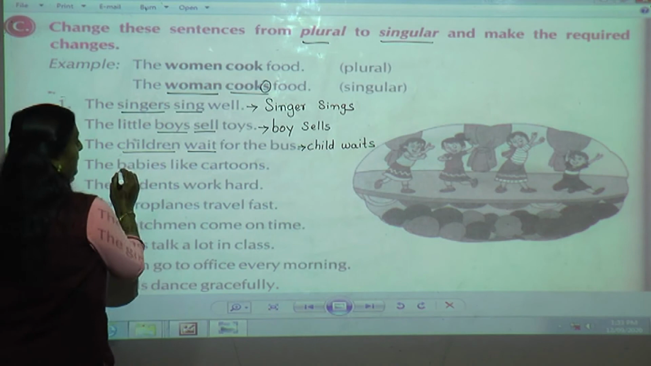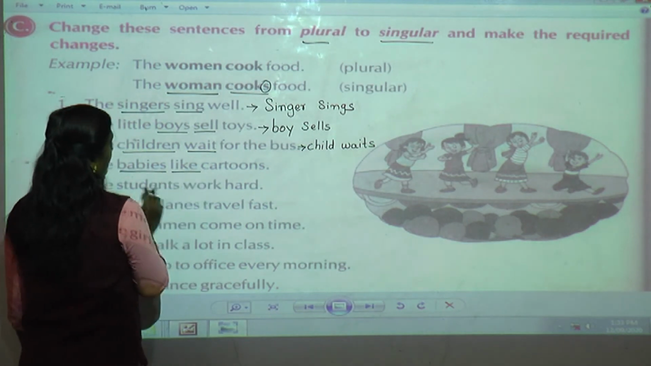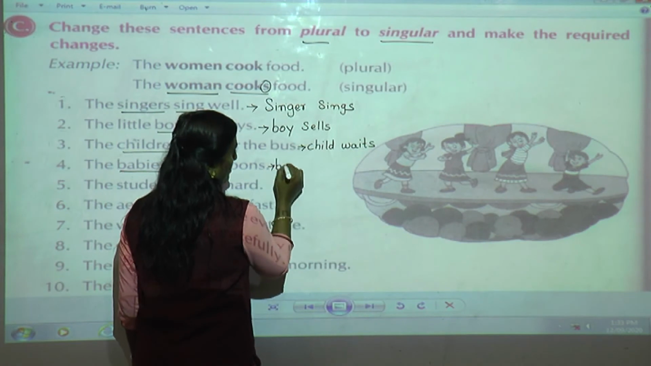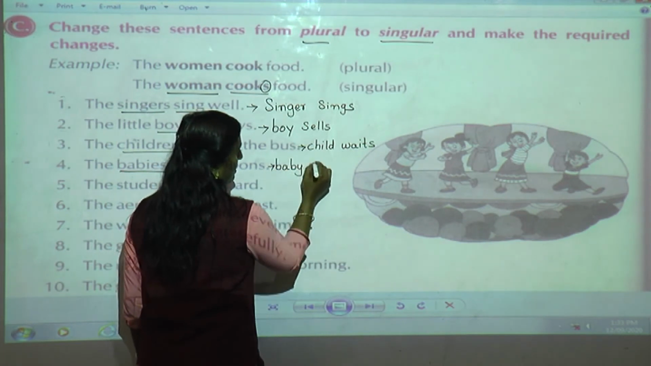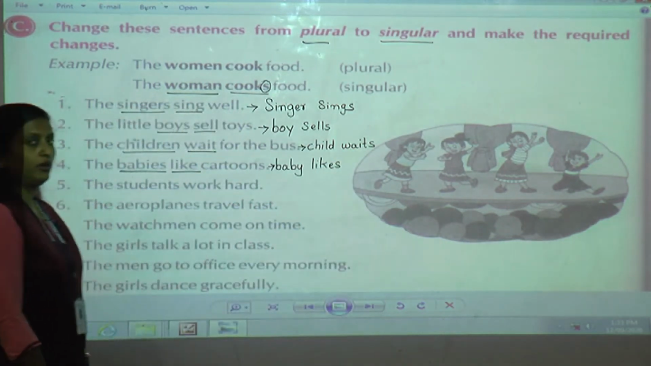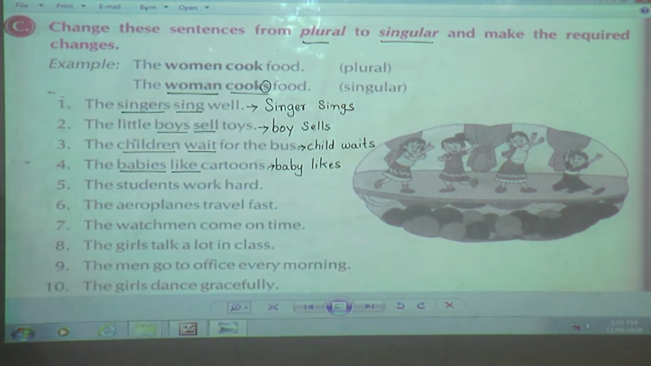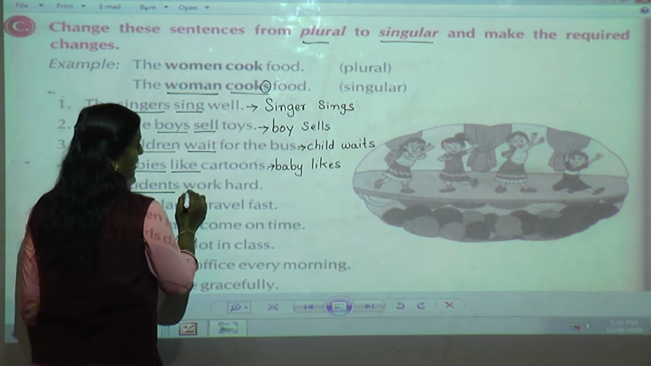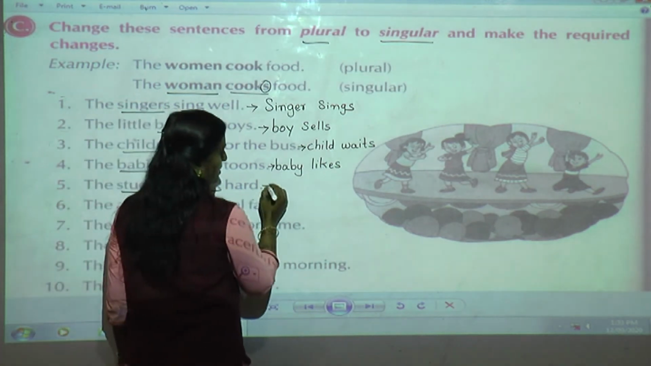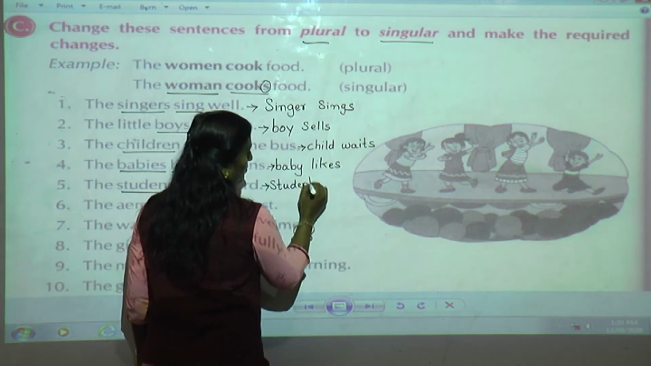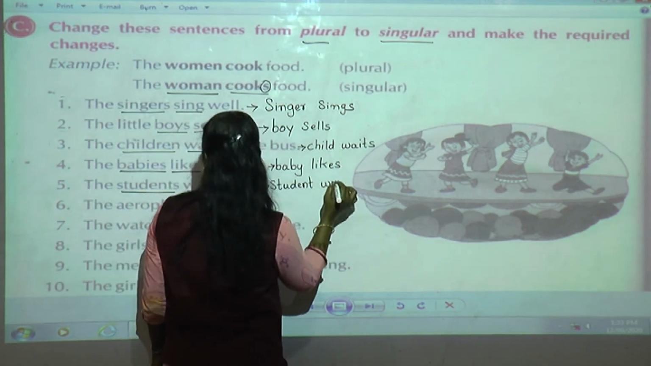Fourth, babies like. Babies is in plural. I will make it singular. Baby. Like will become likes, meaning I am adding s. Got it, students? What I am doing? Yes, again the students. Students is also in plural form. It is very easy. You have to make it singular and then add s to the verb, whatever the student does.